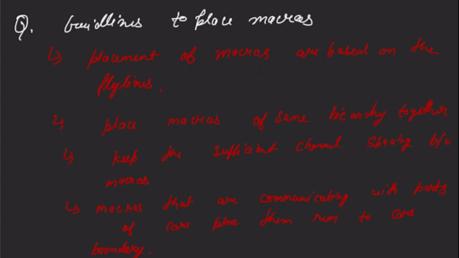Keep sufficient channel spacing between the macros to avoid congestion. And macros that are communicating with ports of the core, place them near the core boundaries. Place macros around the boundary of the core, leaving some space between the macros and the core edge. That will help when we insert buffers or inverters to fix timing violations at the route or ECO stage.